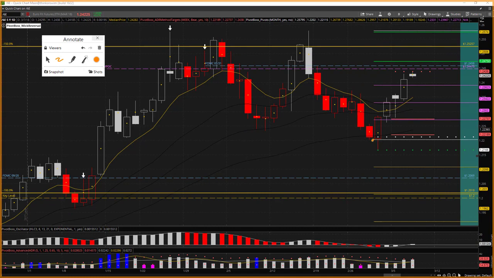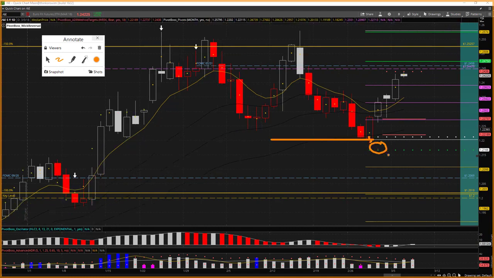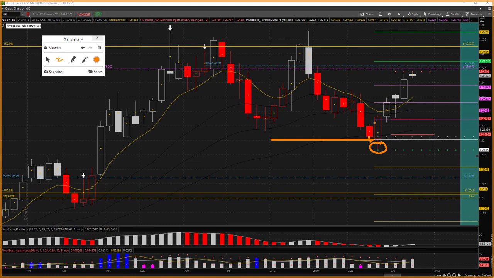Right here, that is the previous month's low. A great rejection right there. Major rejection and a push and close outside the previous session's range. That's an outside reversal buy straight from chapter 2 of my book, Secrets of a Pivot Boss. Just perfect.